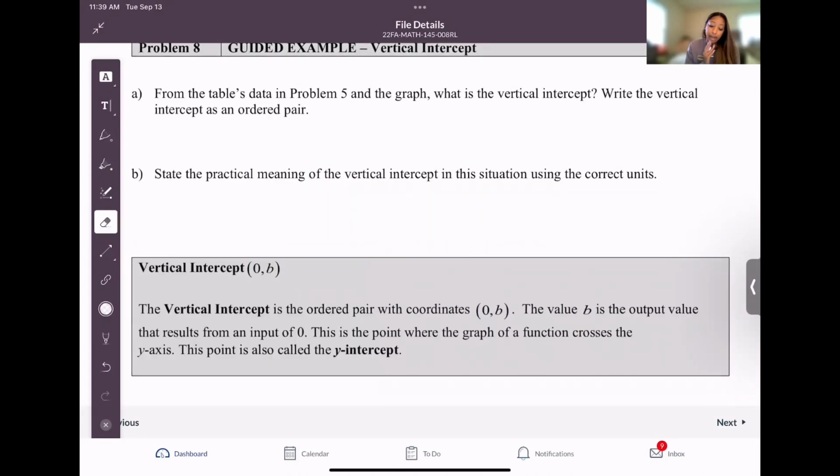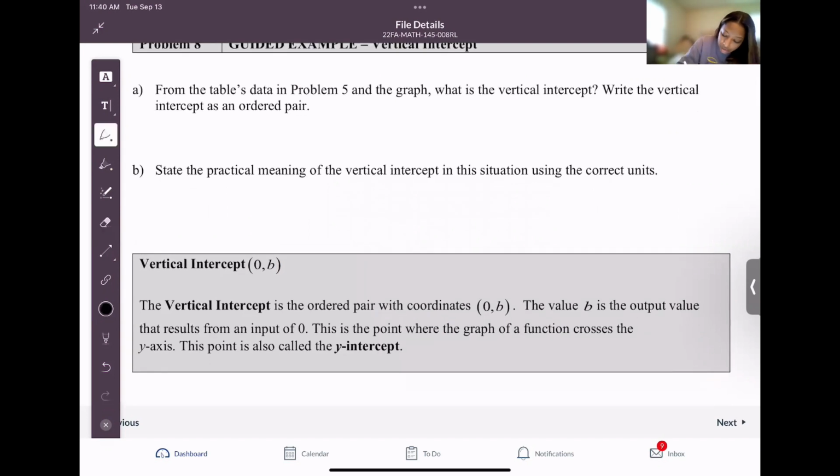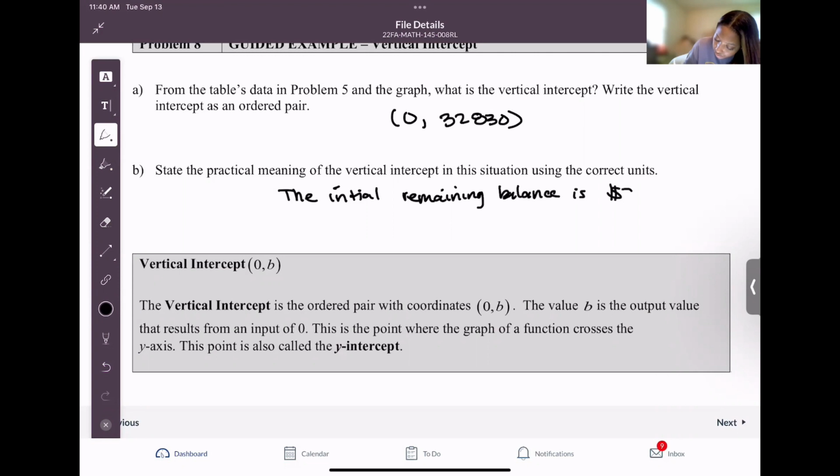Then on to problem number 8, which asks us about the vertical intercept, and then we'll stop at horizontal intercept. From the table in problem 5, in the graph, what was the vertical intercept? We saw that the vertical intercept was 0, $32,830. That's the initial amount of debt that we started with. What is the practical meaning? The initial remaining balance is $32,830. Or you can say something like, this person starts off with $32,830 in debt.